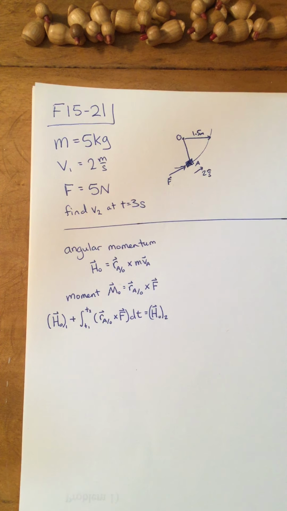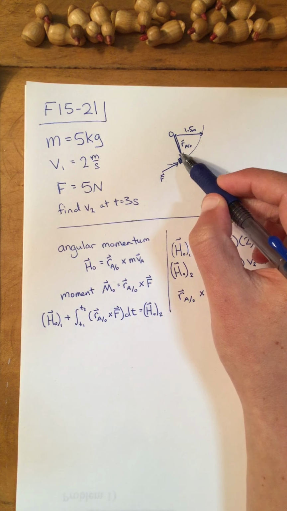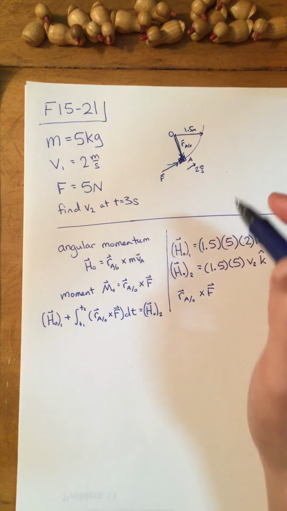Then I have for the moment my vector here crossed with the force. The force is also perpendicular to my vector r, and the force and the velocity are in the same direction. So for the cross product, you also get k hat. So the magnitude of your vector is 1.5, and the force is 5. Okay, so we're going to put that in here now.